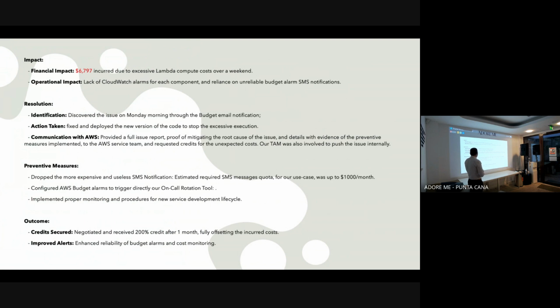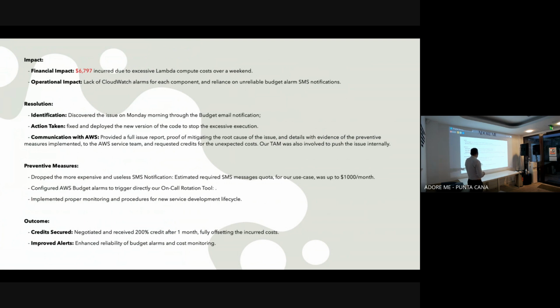Action taken: fixed and deployed a new version. Of course, this is what I did at 1 a.m. or 2 a.m. And then I immediately called our TAM, and we went through the route of issue report, proof of mitigation, the root cause, details of evidence, and requesting the credits.